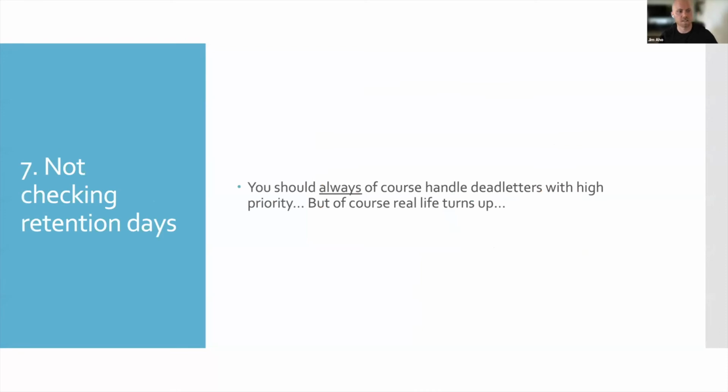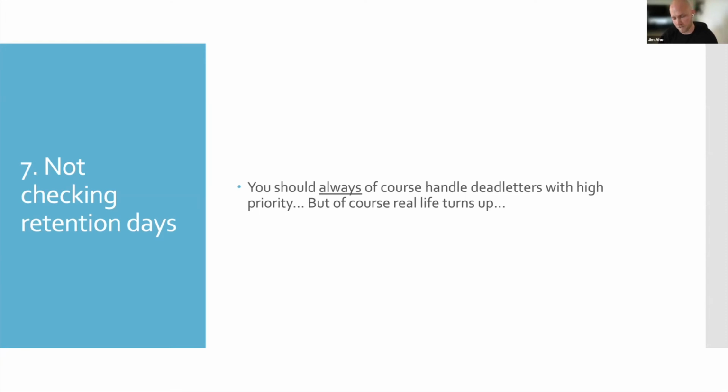Tip number 7 is not checking retention days. Retention days is a concept that means the number of days the message will be on the queue before it is deleted. So queues do not keep the messages forever. They keep them for a set number of days. In AWS for queues, I think it is 4. You can increase it to a maximum of 14 days. That can be a bit different, of course, depending on the cloud provider.